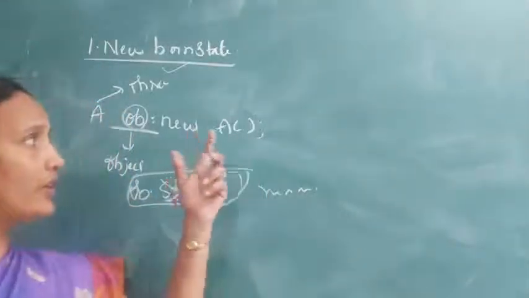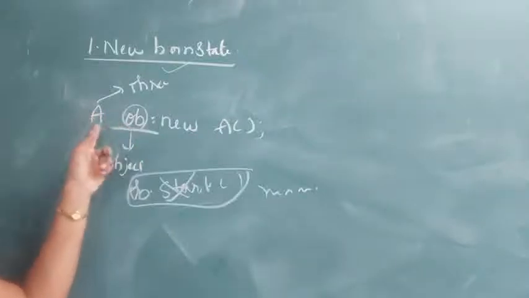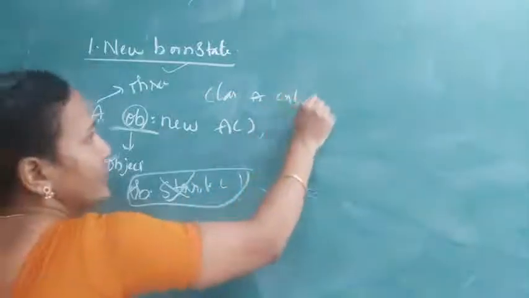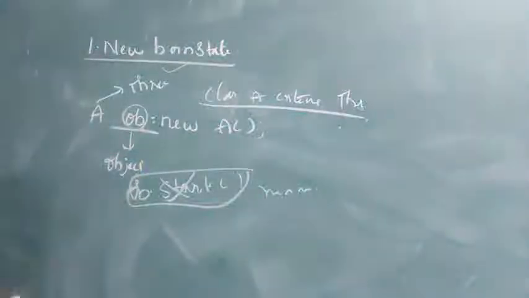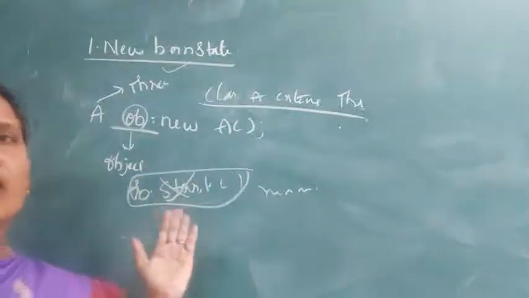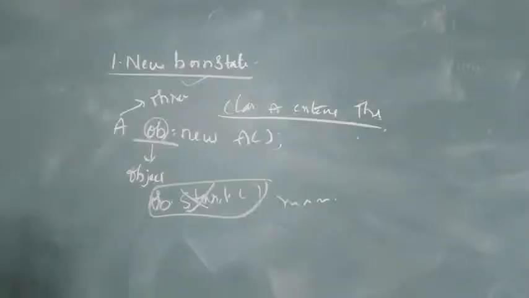So how do we create a thread here? Here OB is the object of a thread, with class A extends Thread. When you extend Thread and create an object, the thread will be in a newborn state. It is not scheduled for running. Understood? So this is a newborn state.